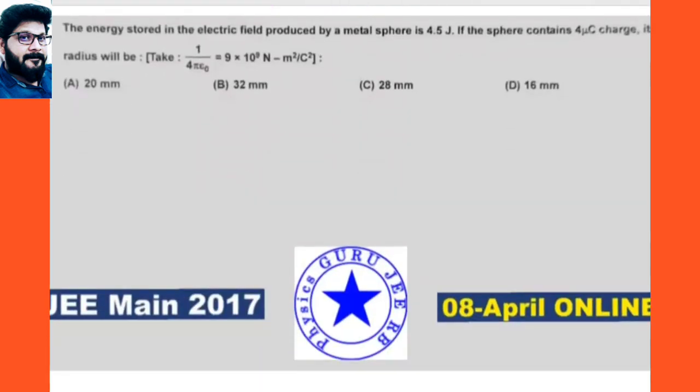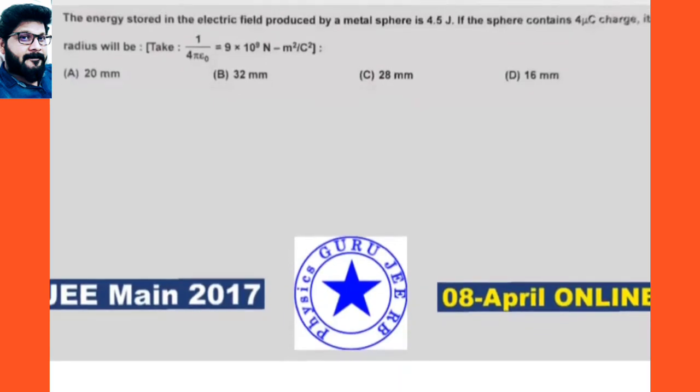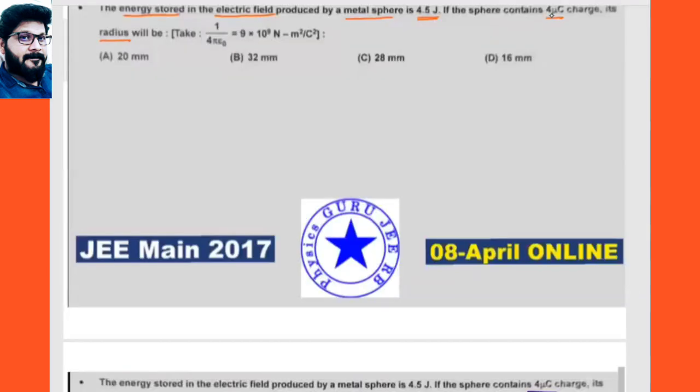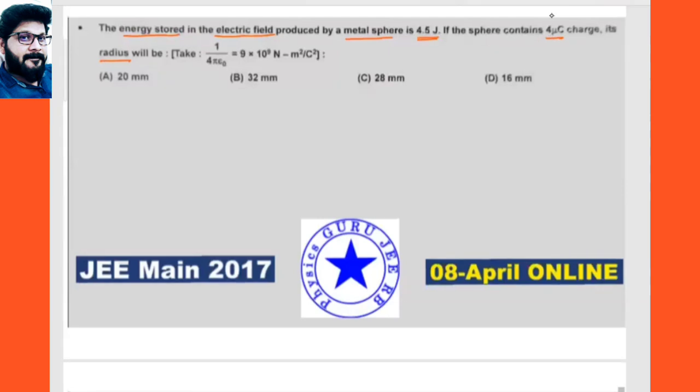So try to calculate the 2017, 8th April online question. Let's try this question. The energy stored in an electric field produced by a metal sphere is 4.5 joules. So let me take energy U equal to 4.5 joules. The sphere contains a charge Q equal to 4 microcoulombs.